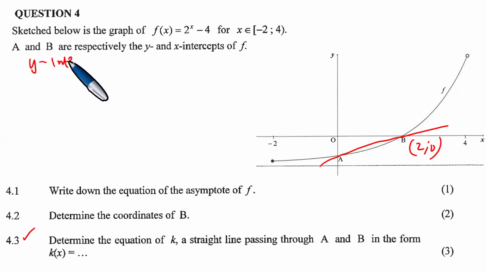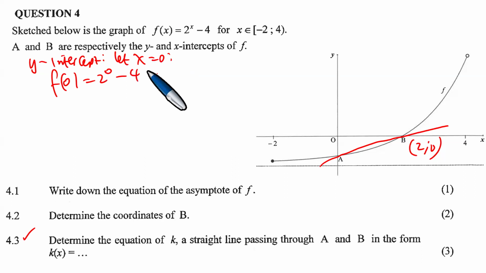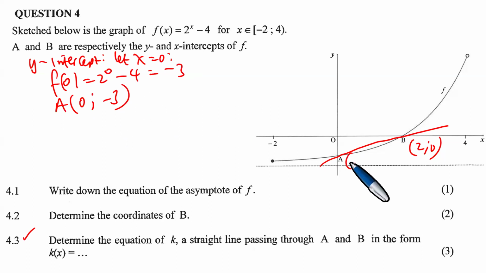So we must find the coordinates of A, the y-intercept. To get the y-intercept of f, we let x be 0 in the equation. So we have f of 0, which is 2 to the power 0 minus 4. 2 to the power 0 is 1, minus 4, giving us minus 3. At this point, A has the coordinates x is 0 and y is minus 3. Those are the coordinates of the point A: 0, minus 3.